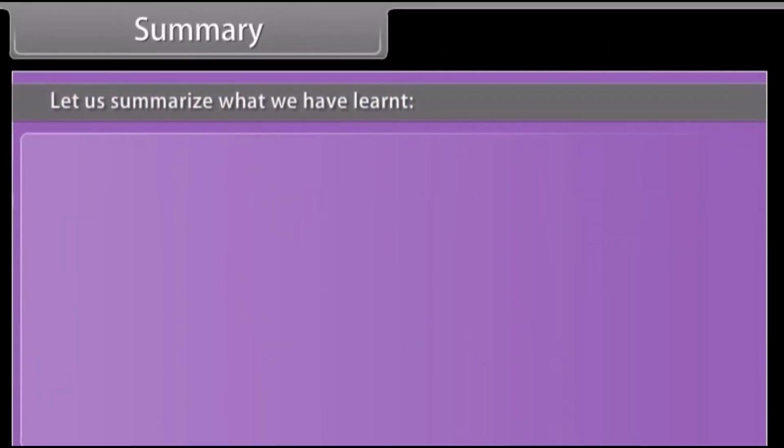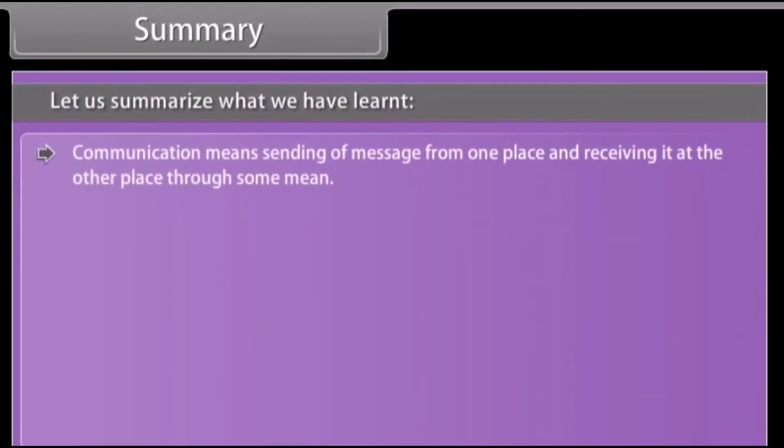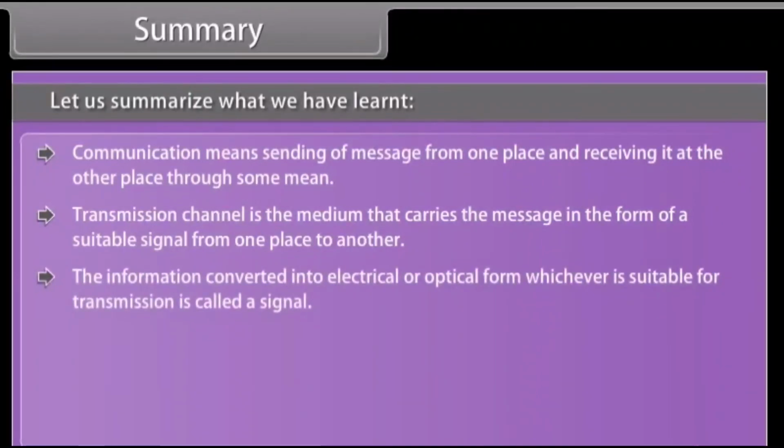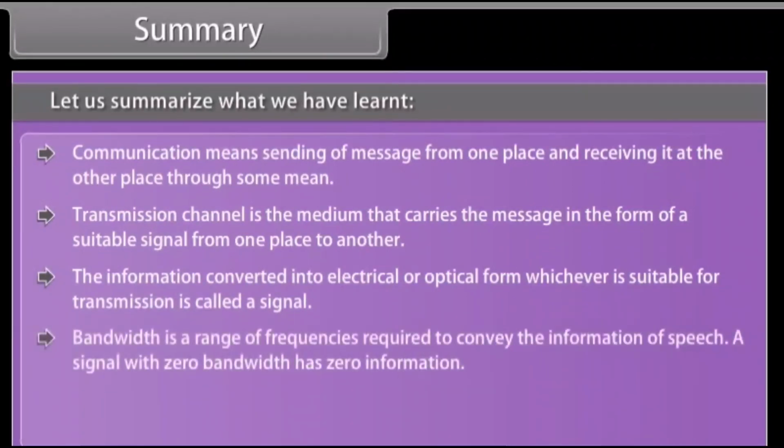Summary. Let us summarize what we have learned. Communication means sending of a message from one place and receiving it at the other place through some means. Transmission channel is the medium that carries the message in the form of a suitable signal from one place to another. The information converted into electrical or optical form, whichever is suitable for transmission, is called a signal. Bandwidth is the range of frequencies required to convey the information of speech. A signal with zero bandwidth has zero information.